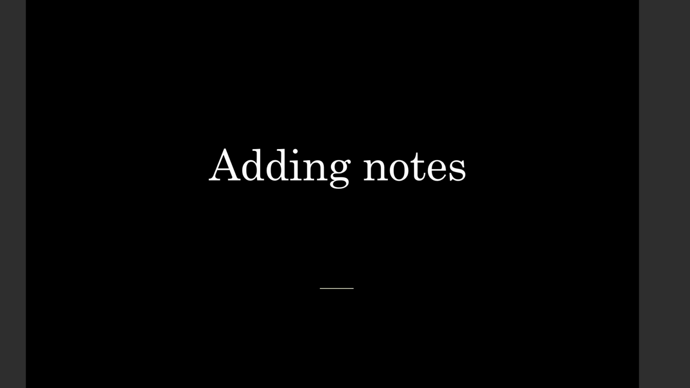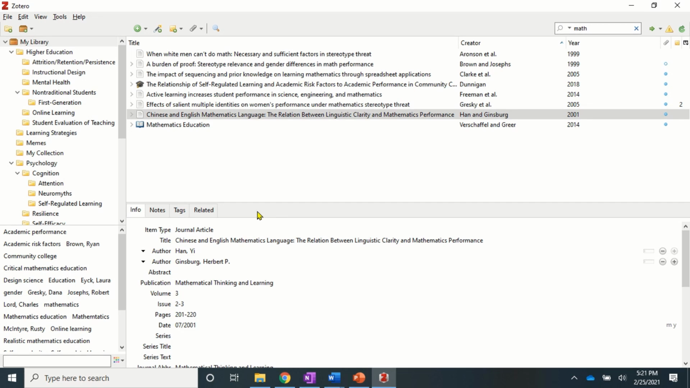I may have sold you on Zotero already as a tool for adding citations and organizing your resources, but wait, there's more. It's not enough to just store your references. You also want a way to remember what each article is about and what you found useful in it. So let me show you how to add this to a reference in Zotero. Now I mentioned these other tabs before, notes, tags, and related. So let me show you what those do.